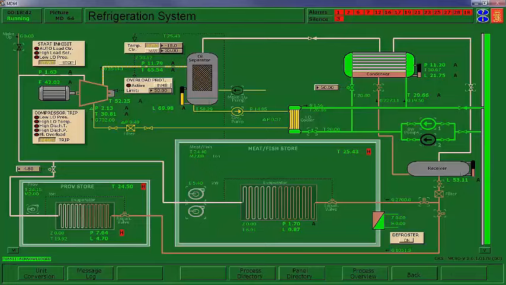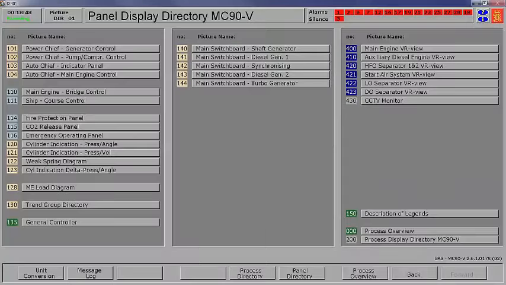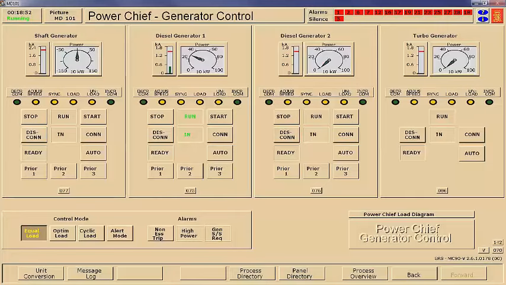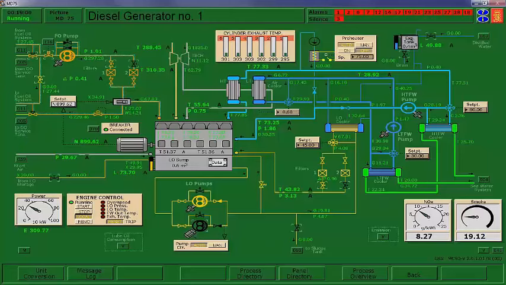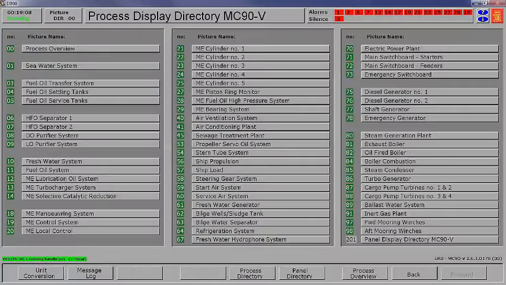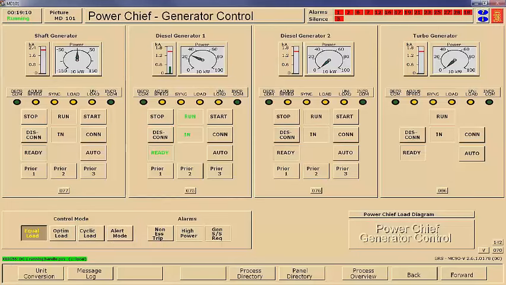So we're good. We've got to properly configure the power management system. We'll go to Power Chief computer control, generator control. This is what we're going to set up. Now you notice neither one right now has a ready light. To get that ready light, we have to go ahead and put the engine control in remote. Actually, I'll go back for a second. You'll see I got the ready light here.